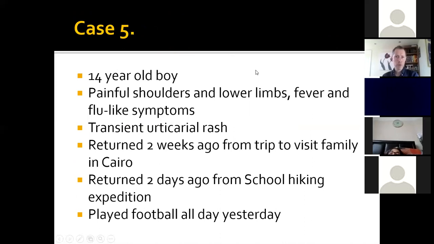So this is a 14-year-old boy who presented to our department with painful shoulders and lower limbs, fever and flu-like symptoms. He had also had a transient urticarial rash over the last 24 hours. He'd come back 2 weeks ago from a fairly long family trip to visit extended family in Cairo, Egypt. After coming back from Egypt, he had then done a school hiking expedition, which had ended 2 days ago. And then all day yesterday, he had been playing football, which was quite unusual for him, because usually he was a bit of a couch potato.